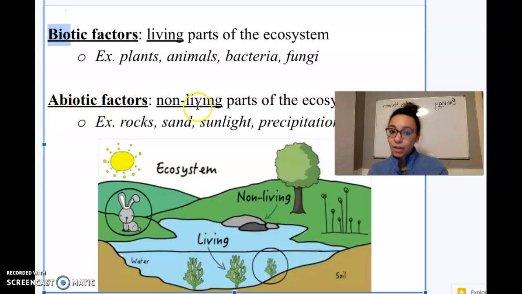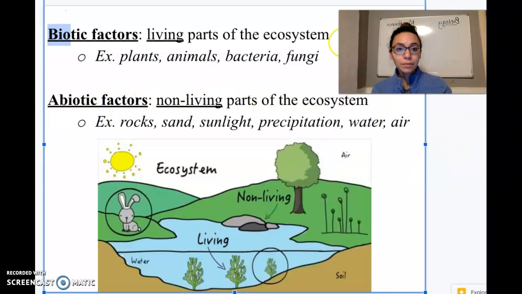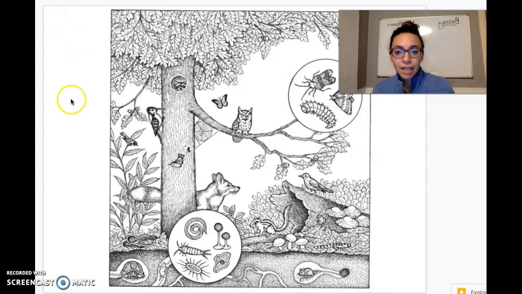Abiotic factors are non-living parts of an ecosystem. When you see an A in front of a word, usually that means opposite. So this is the opposite of living things, right? Non-living things. So things like rock, sand, sunlight, precipitation, weather, water, air, wind, climate, temperature, all of those non-living things that can affect the living things in an ecosystem. So let's take a look at this picture for a second and see if we can identify some of the biotic and abiotic things in this little ecosystem.